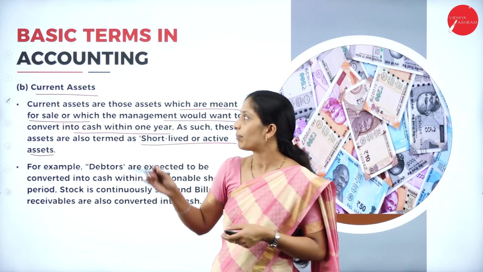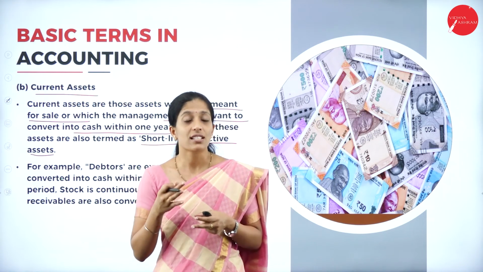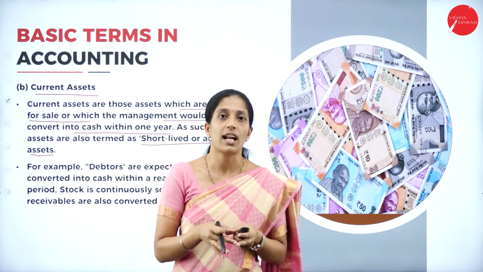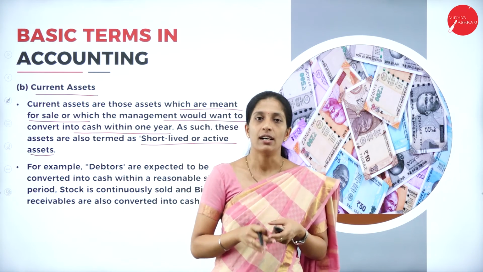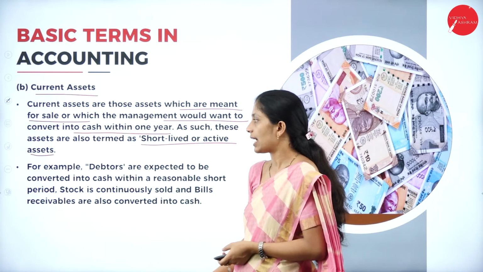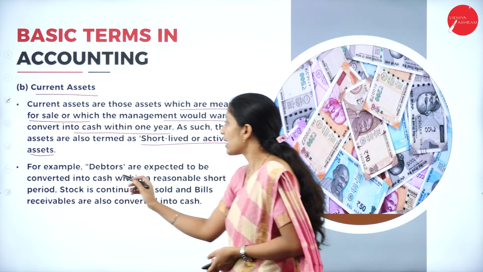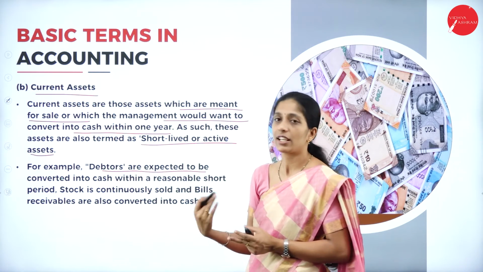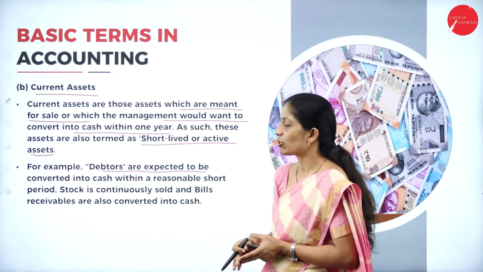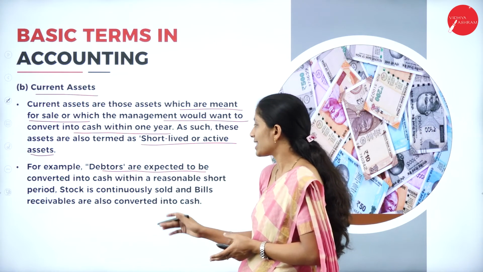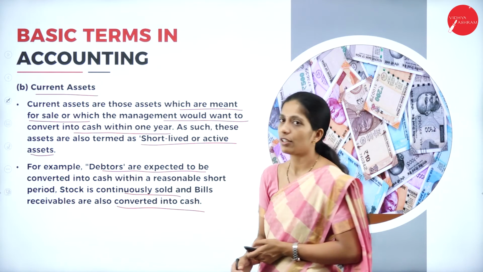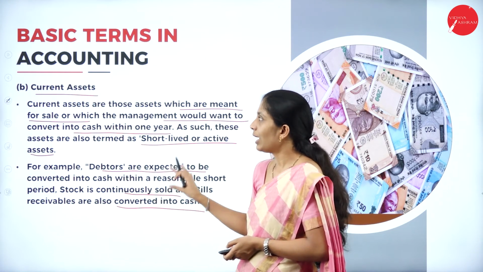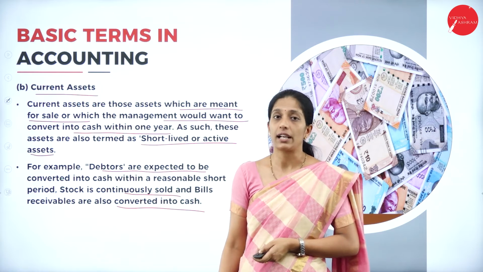Now what you have to remember under current assets? These are the assets in the organization which can be converted into cash within 1 year. So they are termed as current assets. For example, debtors are expected to be converted into cash within a reasonably short period. In the same way, stock is continuously sold and bills receivable are also converted into cash. So these are the best examples for current assets.